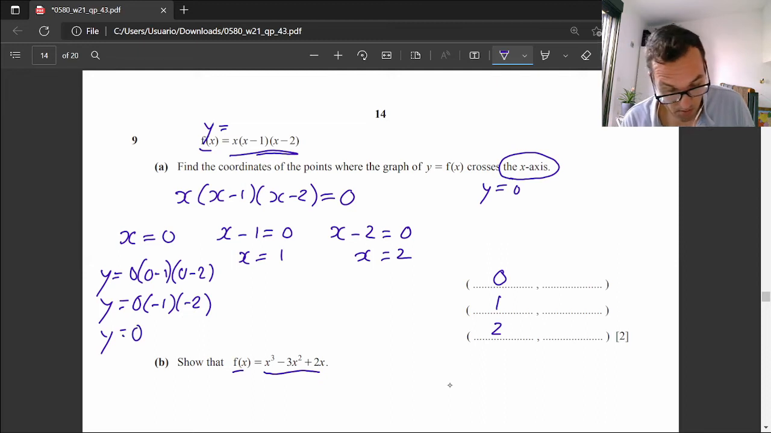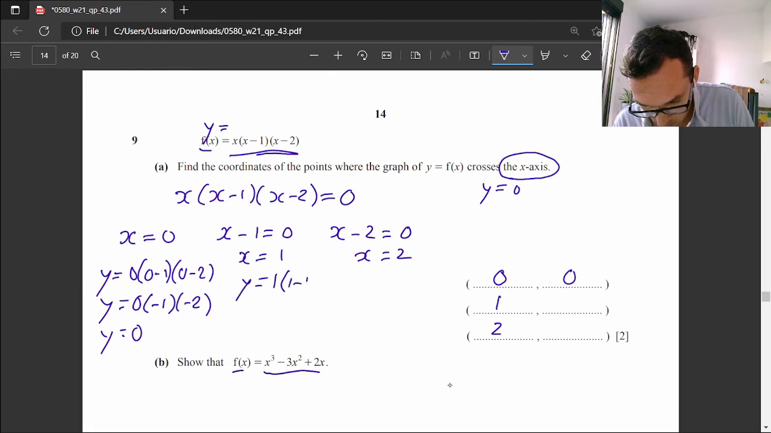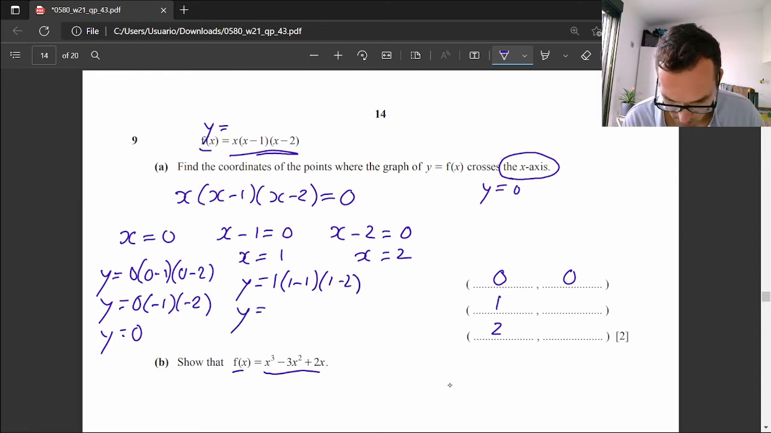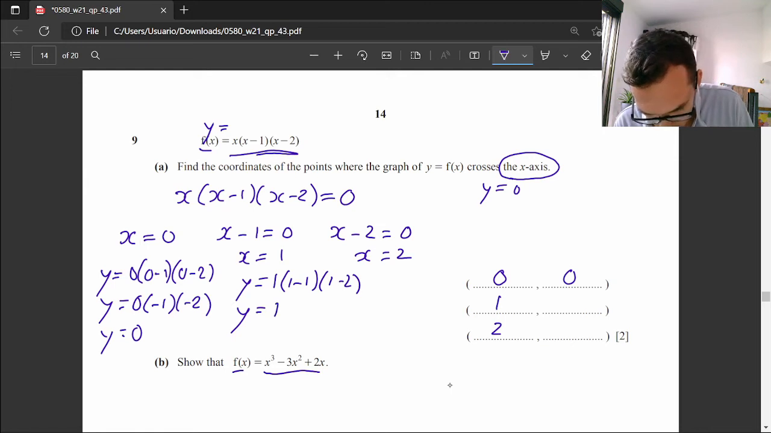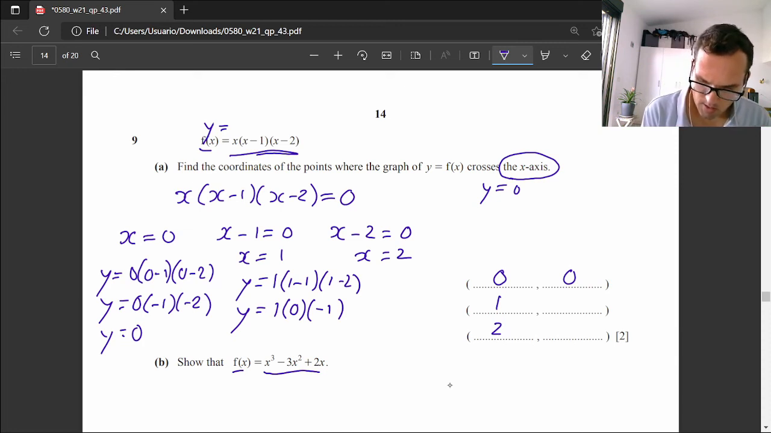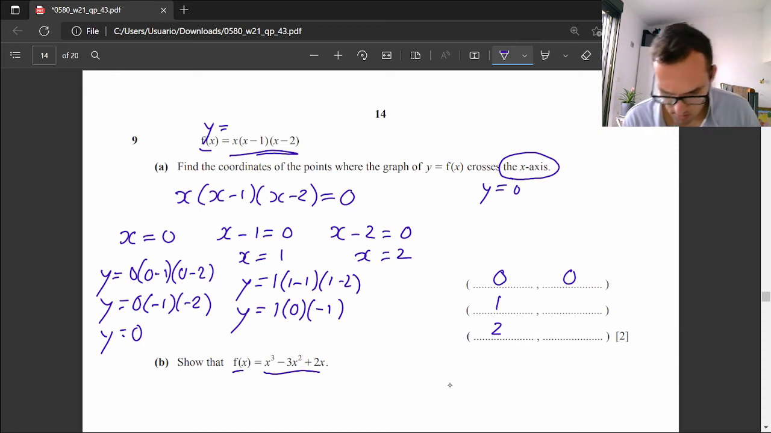So that was the first point we saw, right? Next one, to get the y value, we do 1, 1 minus 1, 1 minus 2. Okay, what's that going to give us? You know, 1 minus 1 is 0. 1 minus 2 is minus 1. And that gives us 0 as well.